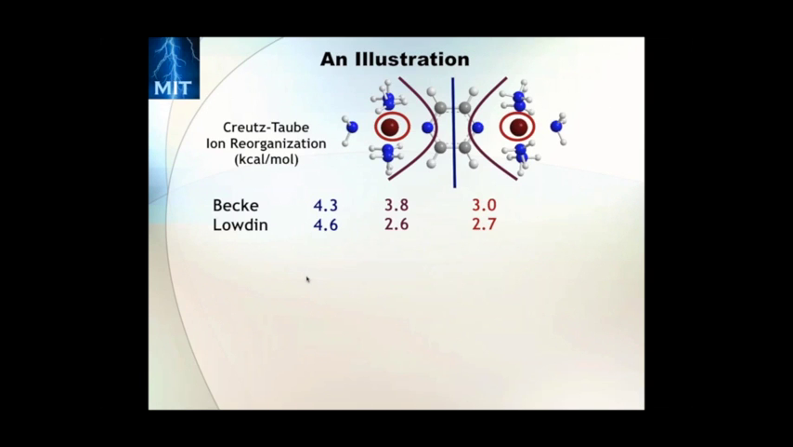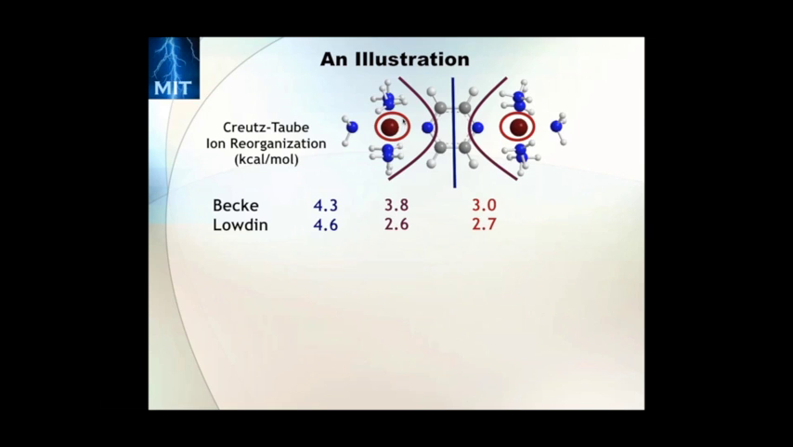Now, does that mean that you can do any type of charge transfer with constrained DFT? And the answer is, well, no, not really. So here's another example of something you might want to do in terms of charge transfer. This is an ion called the Creutz-Taube ion, and there's a net one positive charge that wants to distribute itself either on the left or the right-hand side of this molecule. And there's a reorganization energy, which is basically the trapping energy for the positive charge on one side or the other.